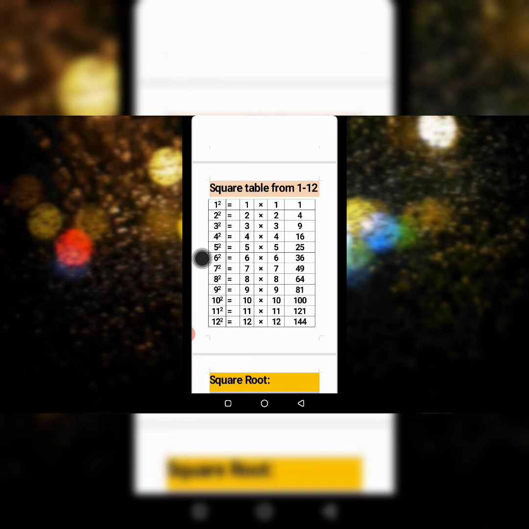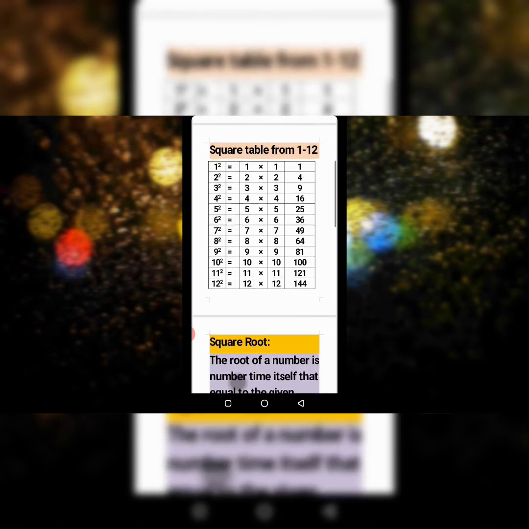Here is the table from 1 to 12. Now I just move towards the integer 11. 11 squared means 2 times 11. 11 multiplied by 11 is equal to 121, and 121 is the perfect square of 11. Now that is all with the table of squares.